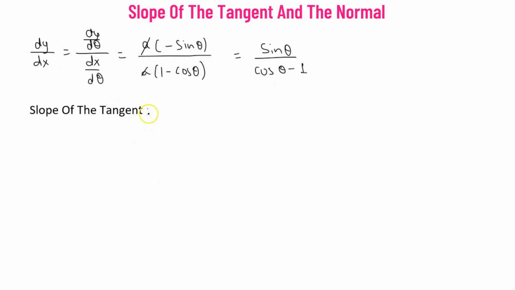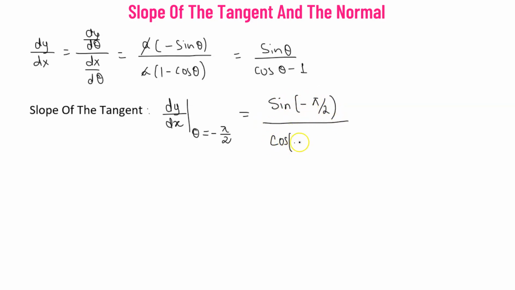So the slope of our tangent will be given by the derivative of y with respect to x calculated at theta equals negative pi over 2. That means we will replace the value of theta with negative pi over 2 in our slope. So we have sine of negative pi over 2, and in the denominator we have cosine of negative pi over 2 minus 1. So sine of negative pi over 2 is negative sine of pi over 2, divided by cosine of negative pi over 2, which is simply cosine of pi over 2, minus 1.